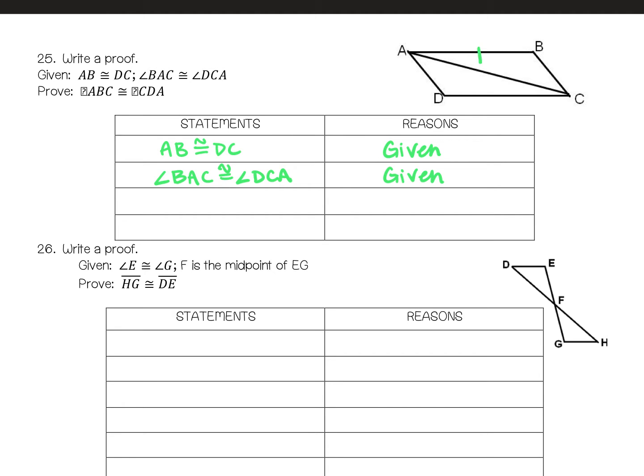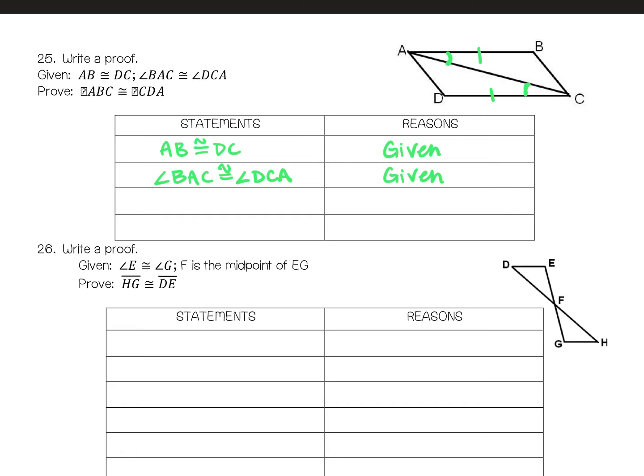So AB gets a line through it and DC gets a line through it since they are congruent. Then we're going to mark angle BAC, which is right here with one arc, angle DCA with one arc. And so now I have to figure out what else I can add to the proof. I have already written down the stuff that they have given me.